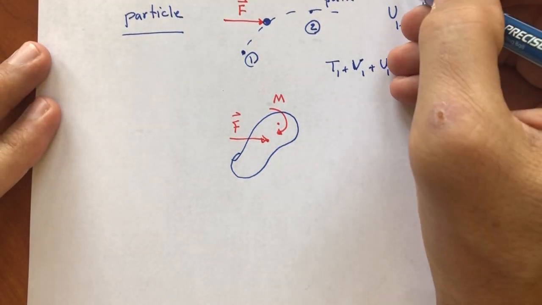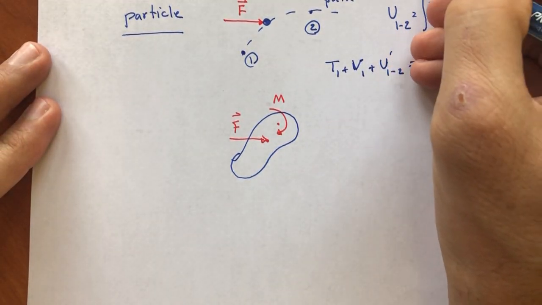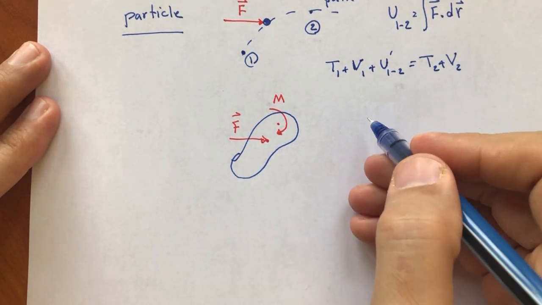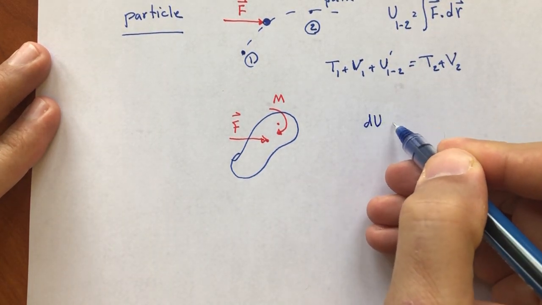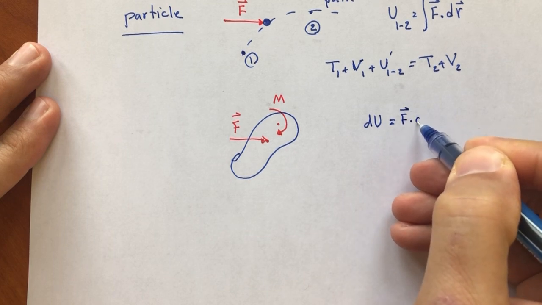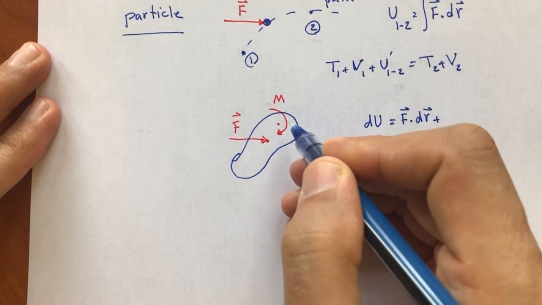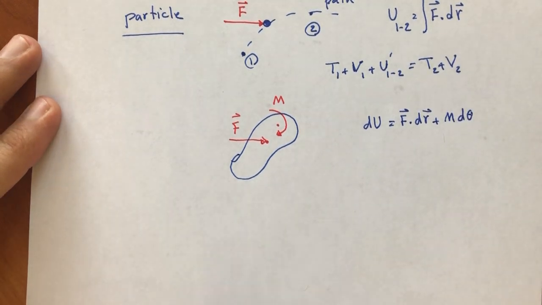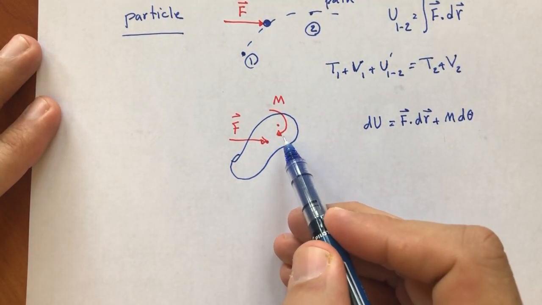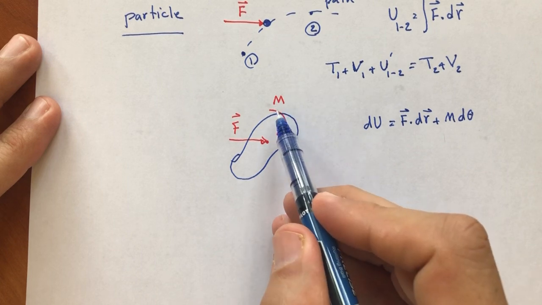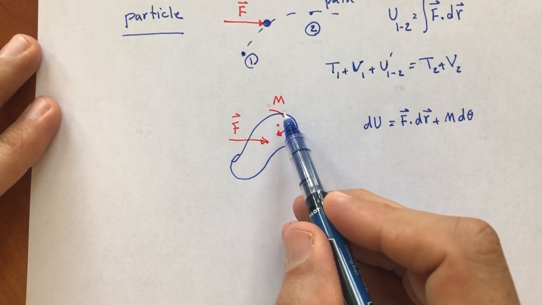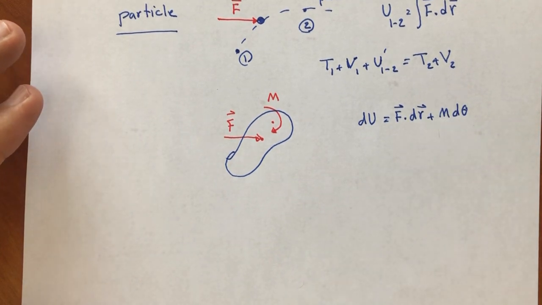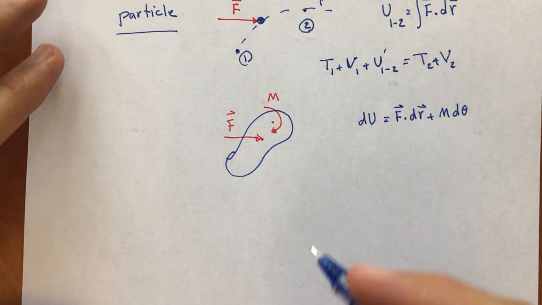For the particle, the definition of work was F dot dr, but here the definition of the work is F dot dr plus moment times the angular displacement. If this body rotates a little bit and its angle changes, the work of the moment is going to be moment times the change in the angle. So we need to add this to the work as well. The rest is exactly the same.